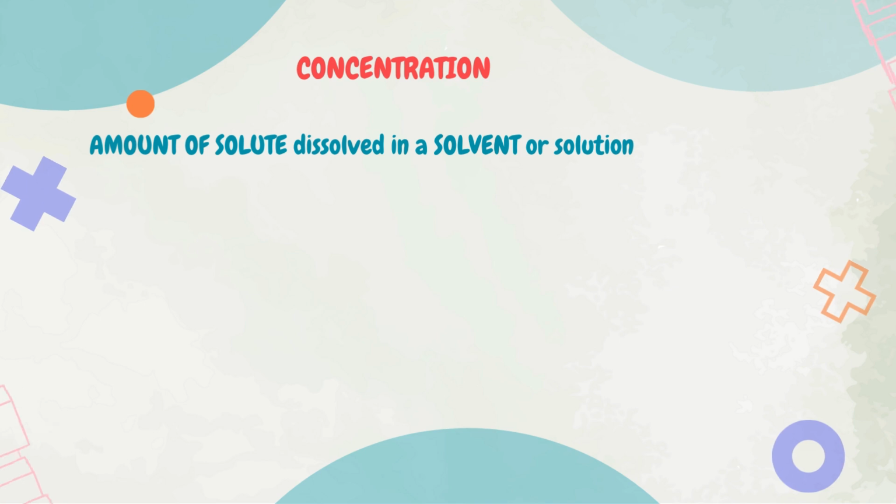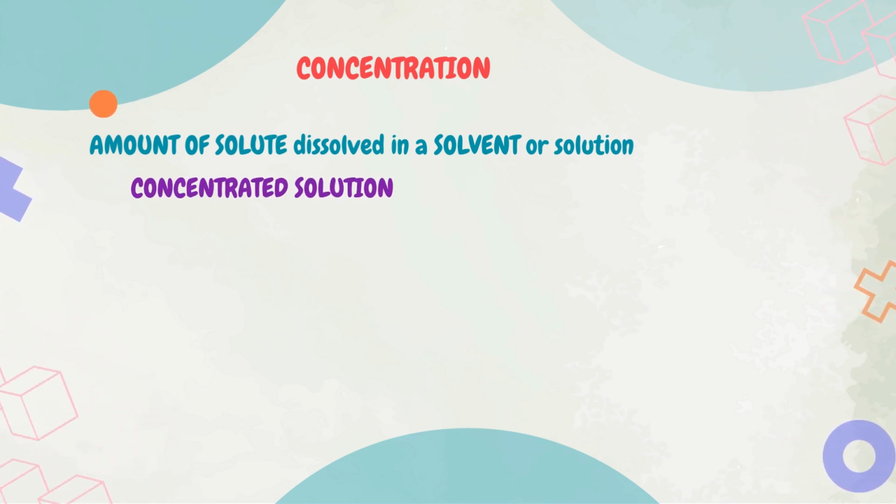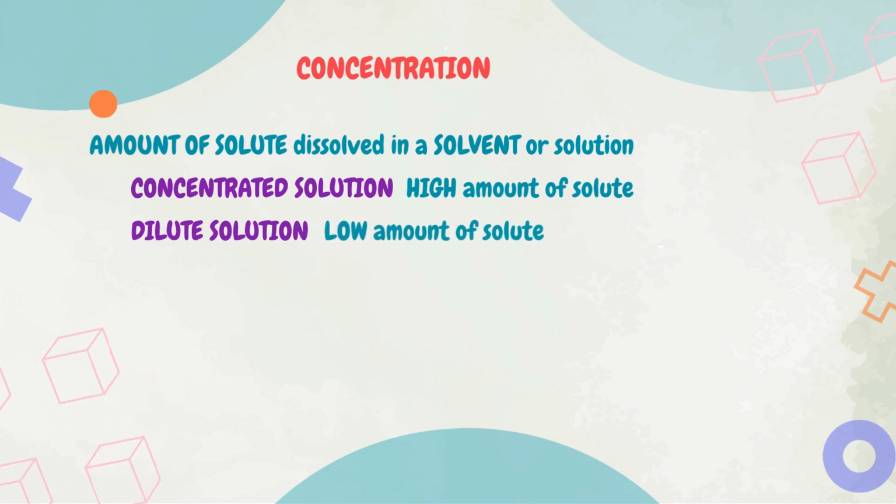It indicates how much solute particles are in a given solution. A concentrated solution contains a high amount of solute, therefore the solution has more solute particles. A dilute solution contains a low amount of solute, therefore the solution has few solute particles.